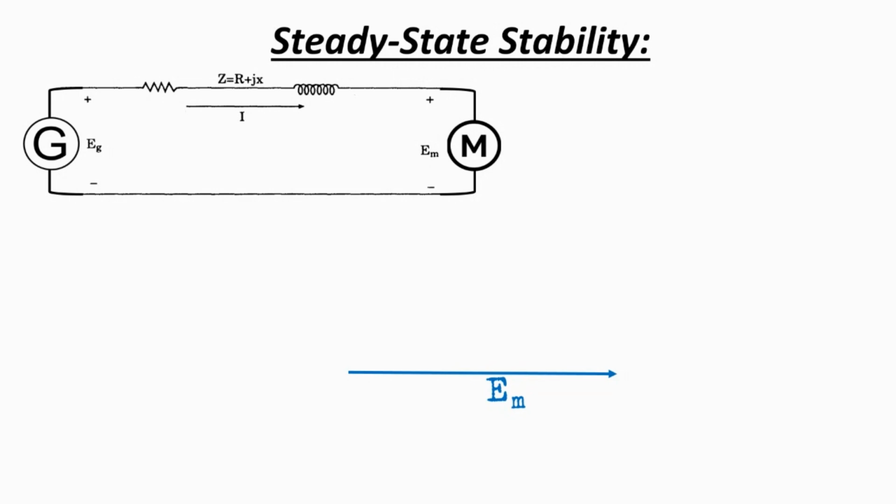So if we take it as a reference, there is a current flowing in the motor. This current I has an angle phi 2 lagging EM, for any inductive motor. Let's assume that this is phi 2. Now we want to go backwards to find the resultant EG, the voltage at the generation end. In between the generator and motor, we have the impedance Z consisting of R and X. The resistance drop will be in phase with the current, so we multiply I by the resistance to get the voltage drop across the resistance only.